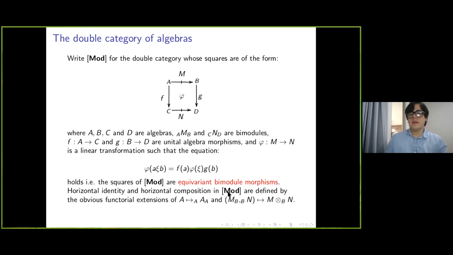The horizontal identity and horizontal composition in bracketed Mod are defined by the obvious functorial extensions of the horizontal identity, the function that associates to every algebra its trivial bimodule, and the function that associates to every compatible pair of bimodules their relative tensor product. So the bicategory Mod and the double category bracketed Mod are related by this equation here: the horizontal bicategory of bracketed Mod is this Mod.